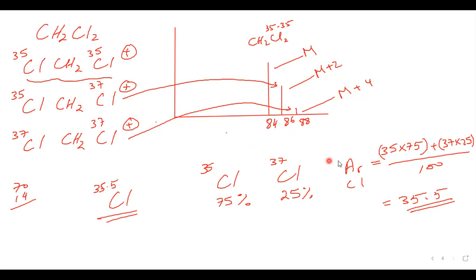Now for bromine, we are going to do the same, but bromine has 2 isotopes, bromine-79 and bromine-81, and both are present in 50%. It means that they are present in a 1-to-1 ratio, and the sum of these 2 ratios is 2. It means that the probability of the first one is half, and the second is also half.